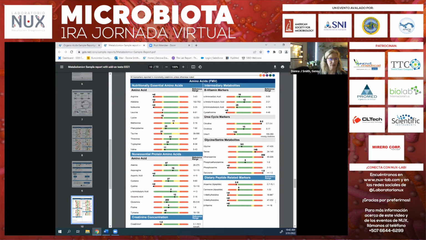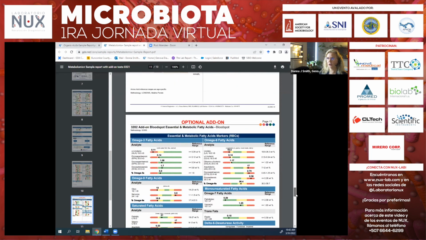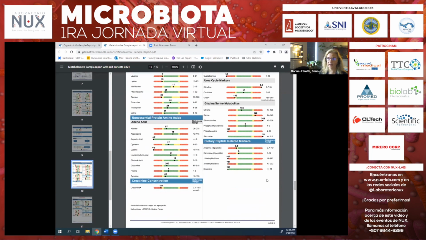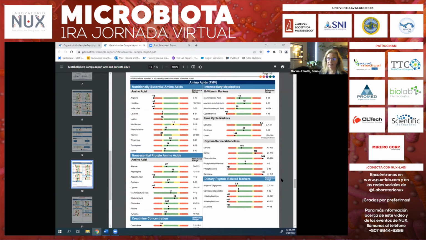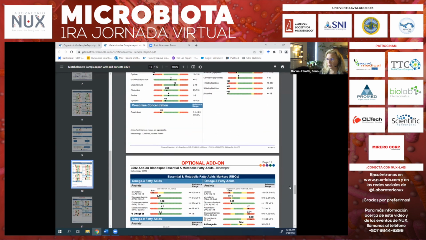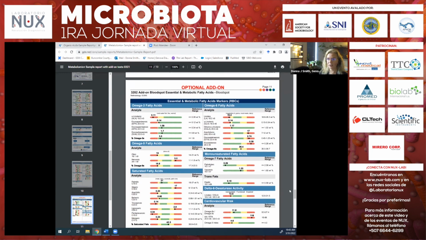These can give an indication of the overall intake of the type of proteins that are coming in the nutrition, but also it can give an idea of how well those proteins are being metabolized or broken down into smaller pieces and parts. Then through the amino acids page is our base Metabolomics Plus report. It requires a urine collection, and then we have several add-ons. Now, the next group is an optional add-on.